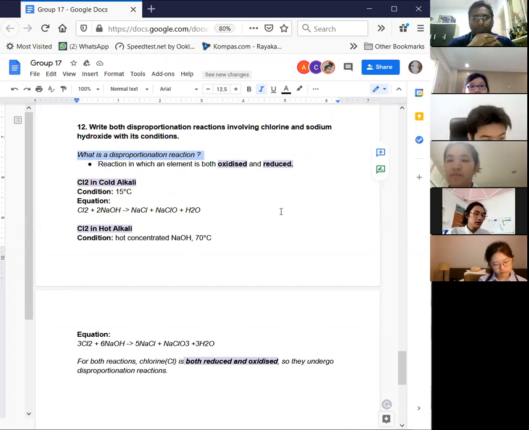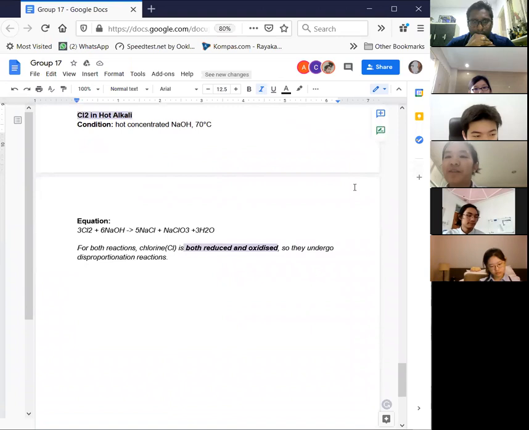So chlorine in a cold alkali, the condition is 15 degrees Celsius. The equation should be chlorine Cl2 plus 2NaOH at 15 degrees Celsius. That is very important. It has to be 15 degrees Celsius. They react to form NaCl plus sodium hypochlorite and water.